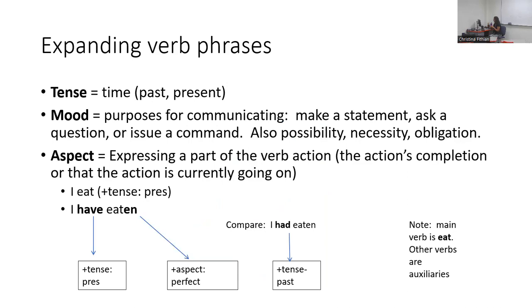And recall, you can look at the slides from last week, it shows this as well. But remember that tense roughly equals time, although we saw it doesn't really equal real world time. And we know that mood is different purposes for communicating. So like making a statement or asking a question or issuing a command, that sort of thing. It can also express possibility or necessity or obligation. So today we're going to focus on aspect. That is the part of the verb's action. And remember that we get aspect when we add an auxiliary verb, such as have in this situation.